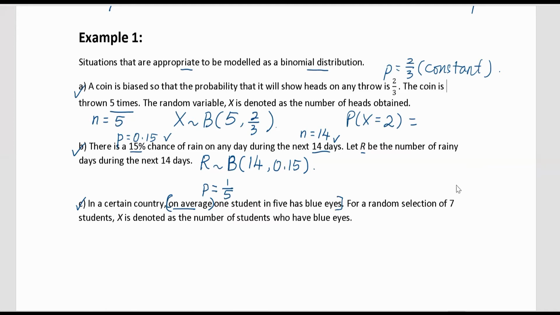For a random selection of 7 students, you can see that a selection of 7 students at random is giving you the independent trials, and it's a fixed number of trials, which is 7 here. X is denoted as the number of students who have blue eyes. With these two pieces of information determined, p is 1/5, n is 7. We know that this variable X follows a binomial distribution with the parameters 7 and 1/5.